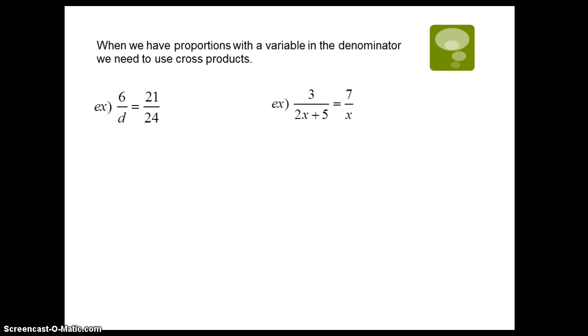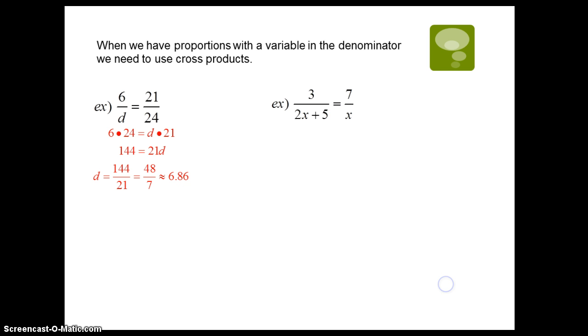When we have proportions now with a variable in the denominator, we need to use cross products. We don't have the skills yet to be able to do this by using least common denominator. So in these two examples, you're going to see I use cross products. And although they may look very confusing, with our understanding of distributing, we'll be just fine.